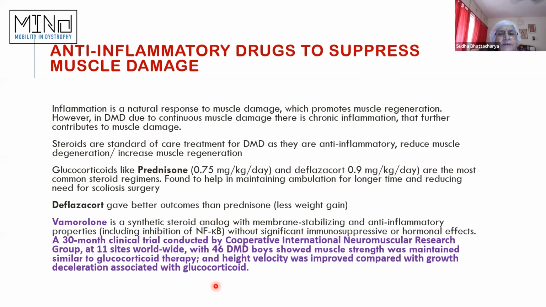The other is the anti-inflammatory drugs, which are now the standard of care, and most of the patients are taking anti-inflammatory drugs. They have been of help to patients, but they also have side effects. So people are trying to come up with new anti-inflammatory drugs, which are synthetic steroids, and they have fewer side effects. Vamorolone is one such example, where a clinical trial has been done with 46 boys, and they found that it is as effective as glucocorticoid and it has less side effects.